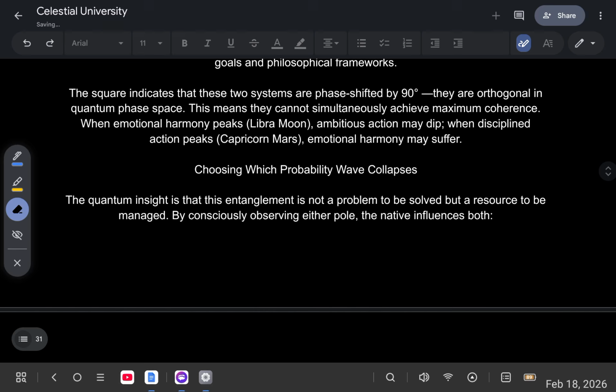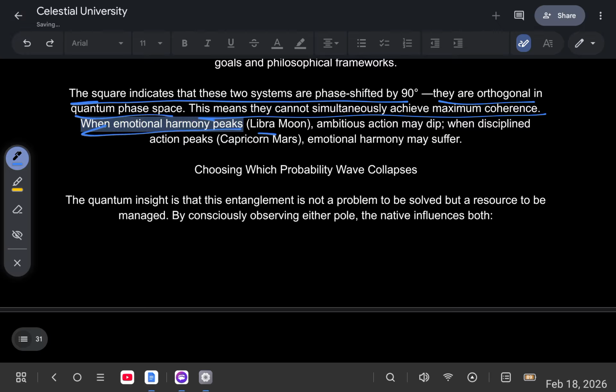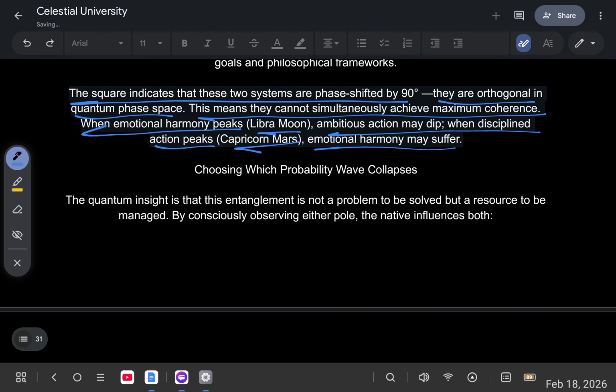Now we look at the square. It indicates that these two systems are phase shifted by 90 degrees. They are orthogonal in quantum phase space. This means they cannot simultaneously achieve maximum coherence. So when emotional harmony peaks, Libra Moon, ambitious action may dip. When disciplined action peaks, Capricorn Mars, emotional harmony may suffer.